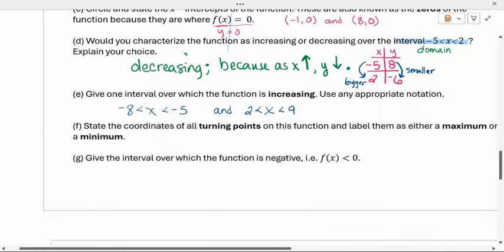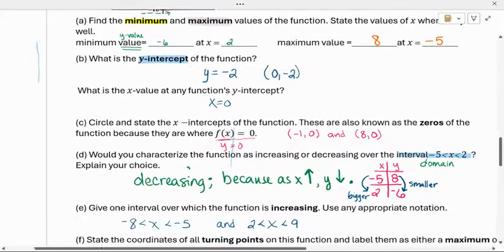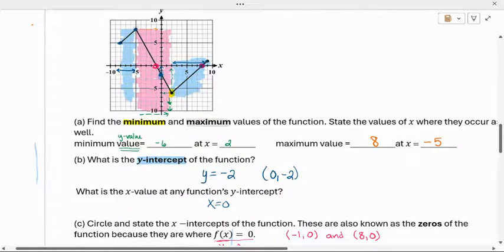We'll keep practicing. So question F says, state the coordinates of all of the turning points. Our turning points, remember, are where the direction on your graph changes. And then we have to label them as a maximum or a minimum. So I'm going to go back up to my graph and try to find all of the turning points. Well, I know that I have a turning point right here. And I know that I have a turning point right here.